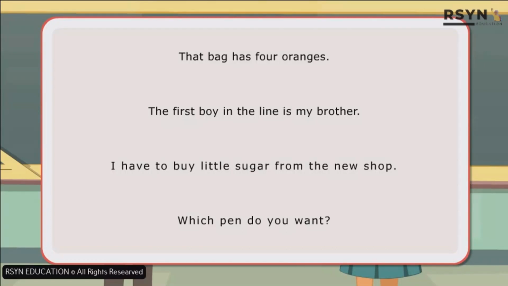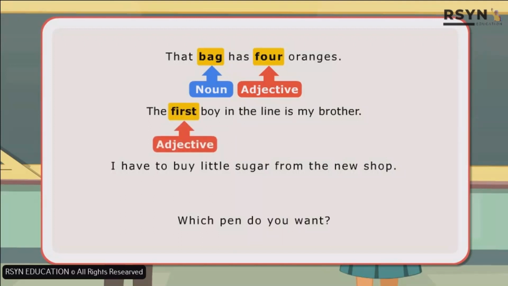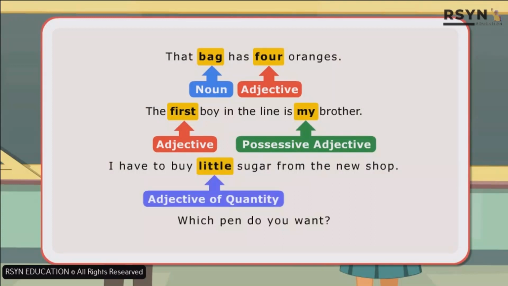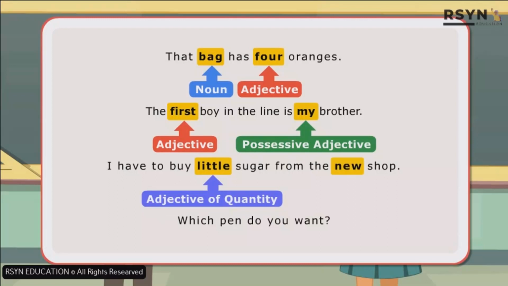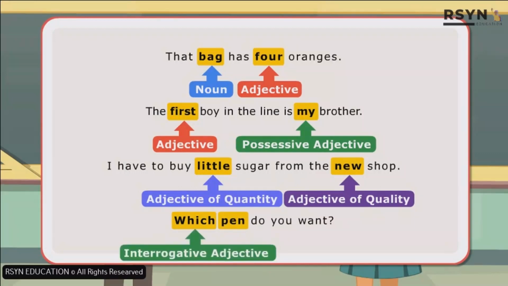In the first sentence, that is a demonstrative adjective since it points at the noun bag, and 4 is an adjective of number since it speaks about how many. In the next sentence, first is an adjective of number since it tells the order in which the boy is standing, and my is a possessive adjective since it shows possession. In the third sentence, little shows quantity and so is an adjective of quantity, while new refers to a quality and so is an adjective of quality. In the last sentence, which asks a question about the noun pen and is an interrogative adjective.